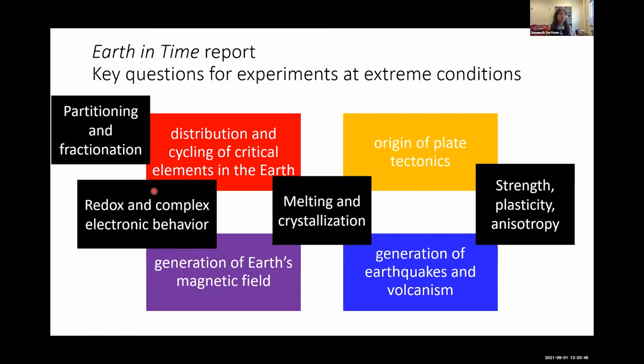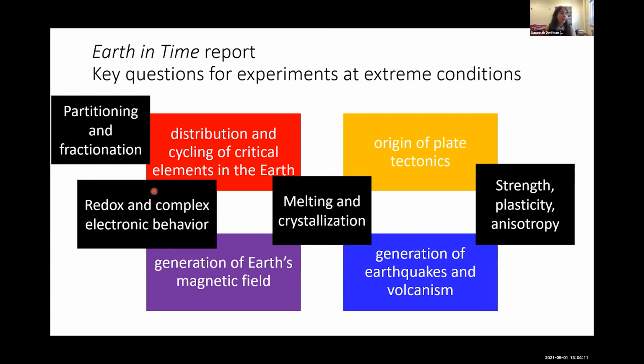Redox and complex electronic behavior. We need to know the oxidation states. We've been talking about that for most of today, how we have different redox states possible for iron and for carbon and other elements that we have within the Earth, and how these redox states can be important tracers of the history of Earth's oxygen cycle, for example.